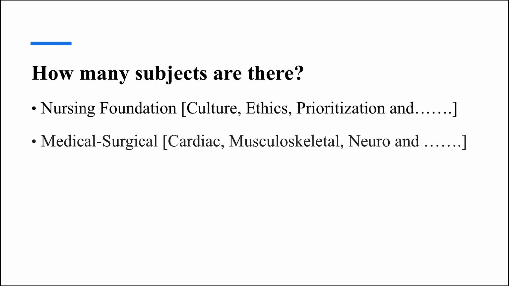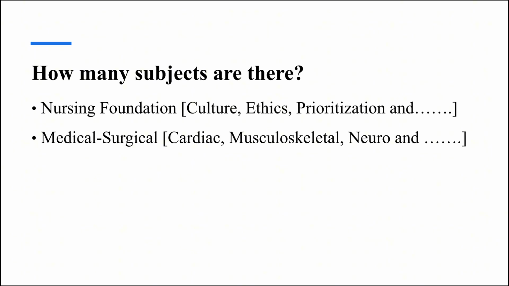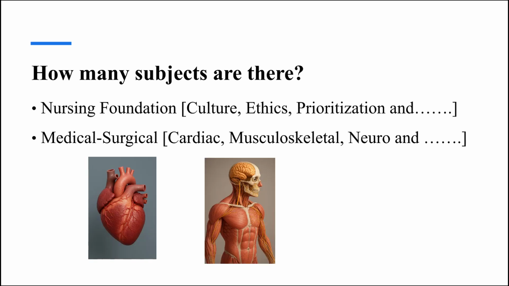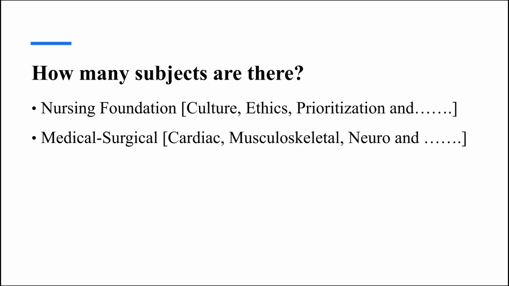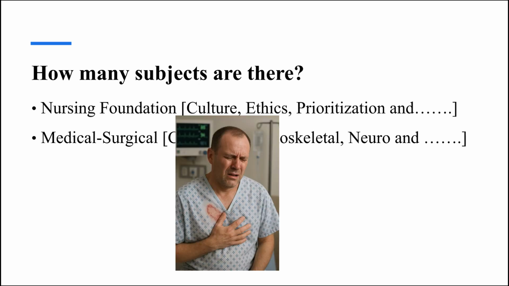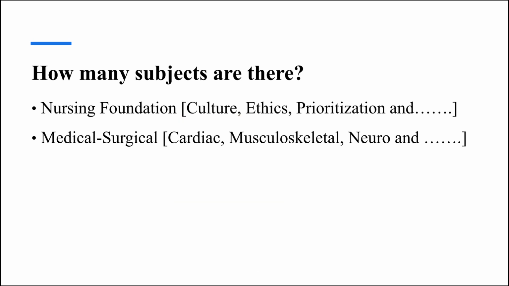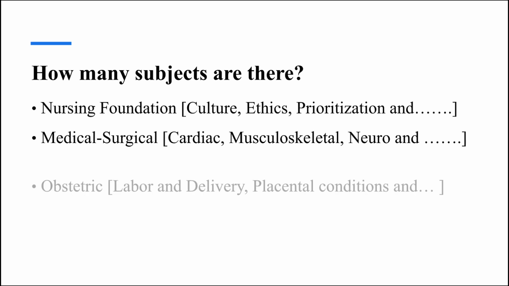Next is medical surgical nursing. This is the second most important subject in the NCLEX-RN. It has topics like cardiac, musculoskeletal, neurology, and many more. For example, if a patient with a history of MI, that is myocardial infarction, reports chest pain, what is your priority action in that scenario? You will be asked this type of question. So you need to make sure you have thorough knowledge regarding each and every terminology, each and every subject of the NCLEX-RN examination. The third one is obstetric nursing.